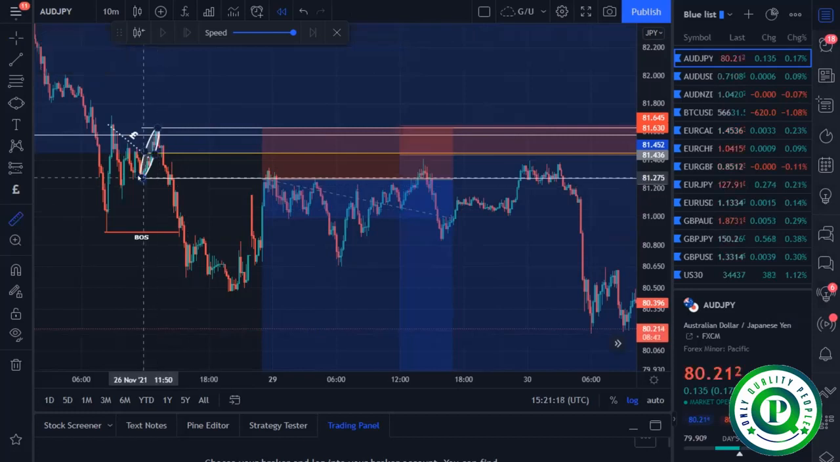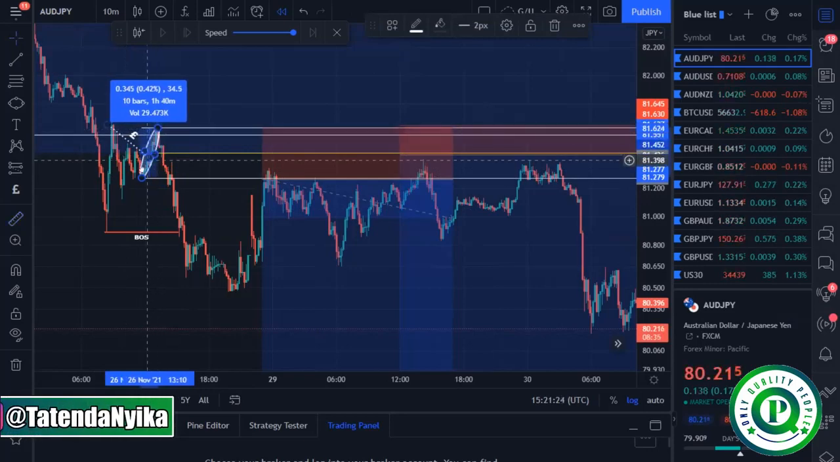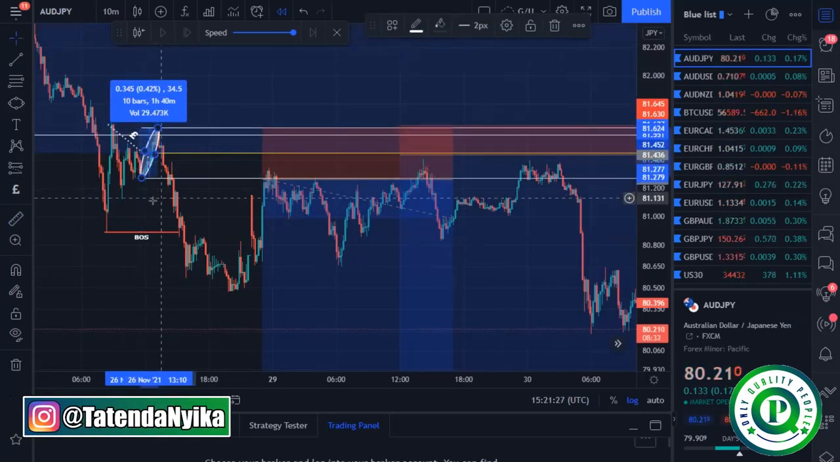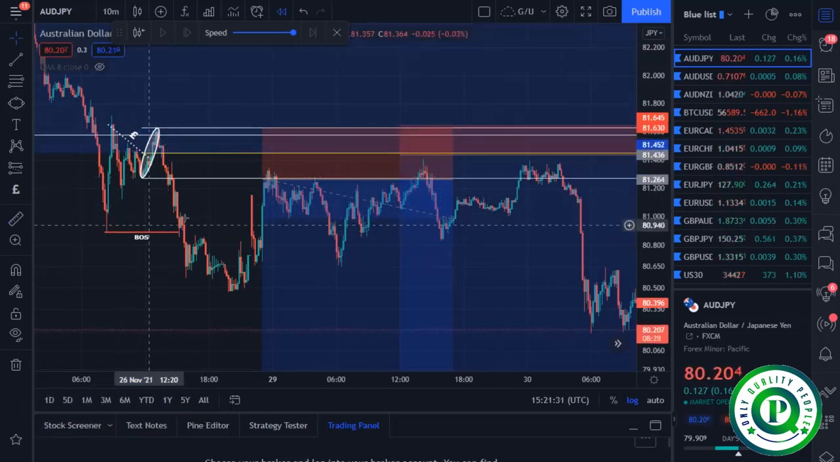Because you're on the 10 minute right now, from here, it took about 10 minutes for this to form, but I wouldn't really pay attention to that. Really, just focus on the candle itself and try and see it. So it won't matter what time frame you're on.